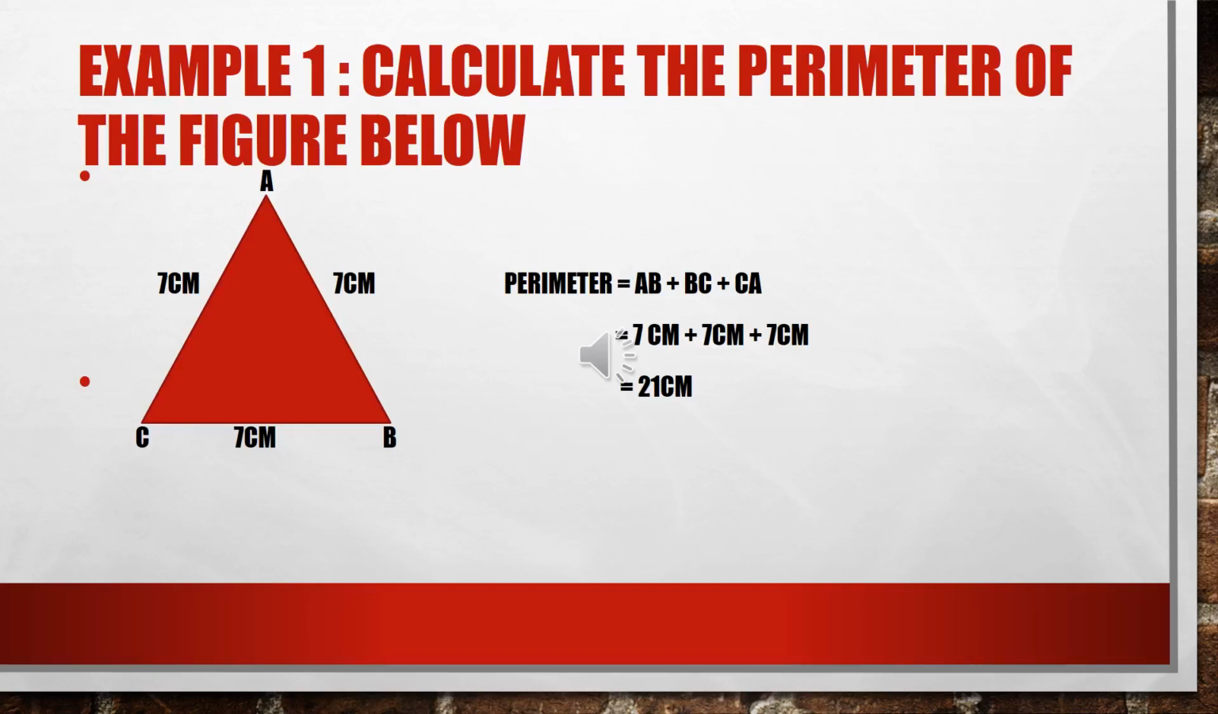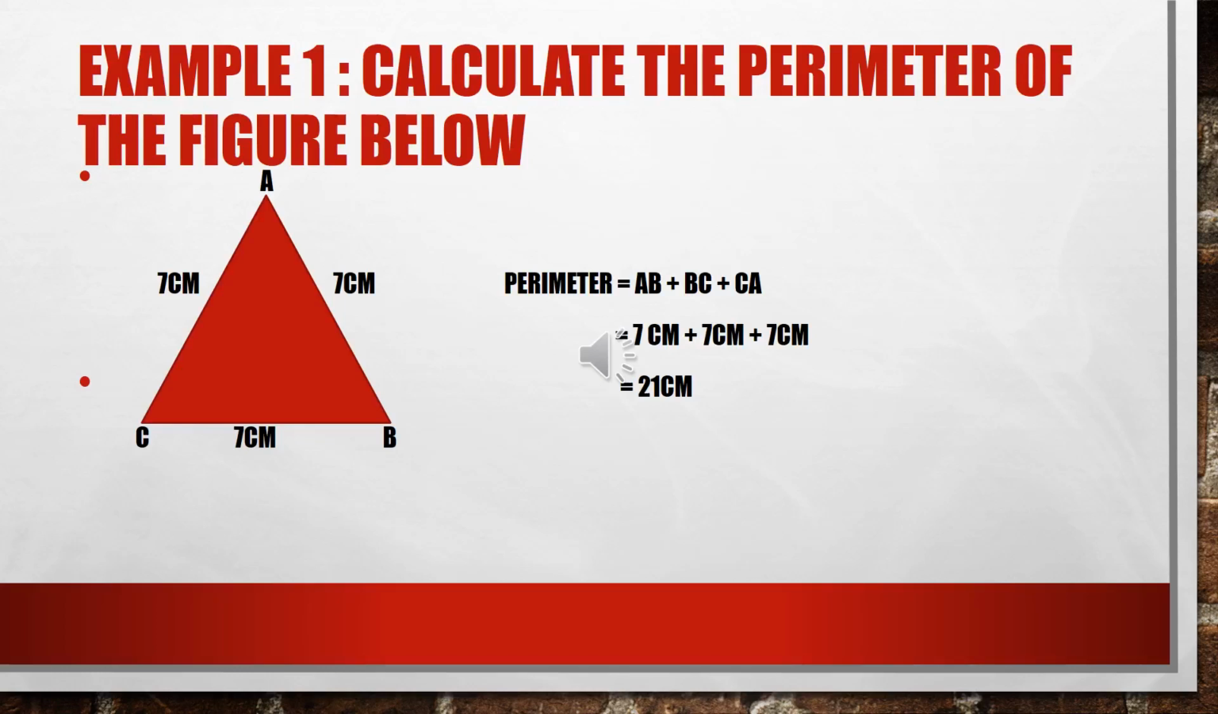So straight ahead, remember that the perimeter of a plane shape is a distance round that shape. Some other persons will tell you the shortest distance round the shape. Alright, so that means that our perimeter is AB plus BC plus CA. That is distance AB plus distance BC plus distance CA. And that will give us 7 centimeters plus 7 centimeters plus 7 centimeters.